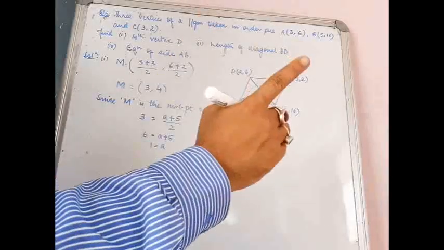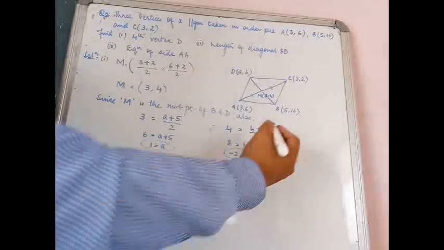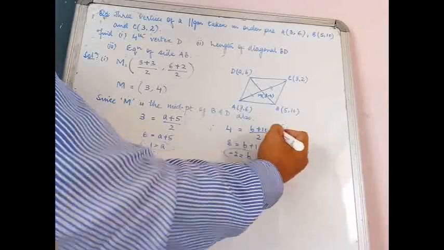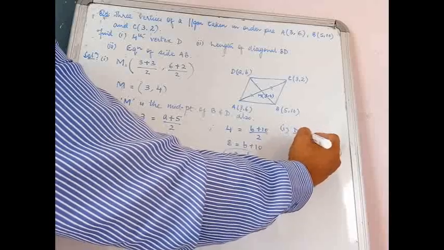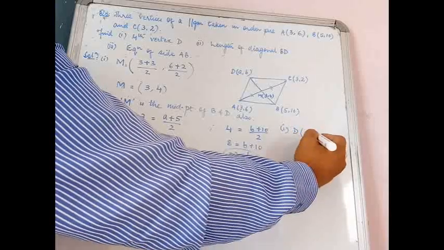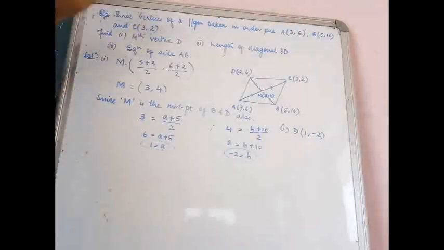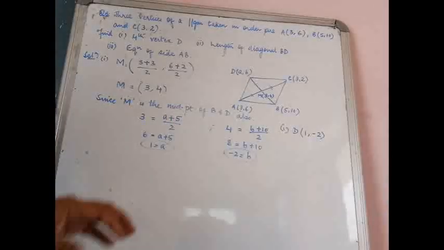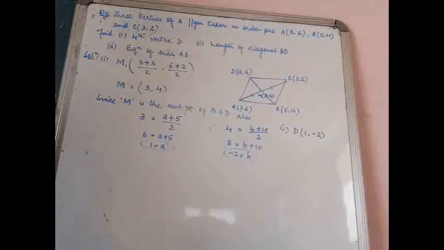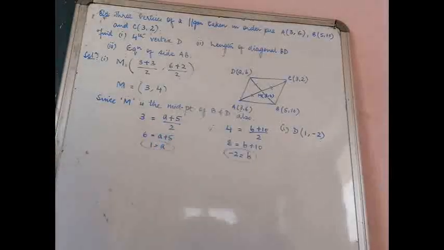Okay, so we have found out the value of A, we have found out the value of B, so I can simply write the answer to the first part: the fourth vertex D is (1, -2). As far as the first part of the question was concerned, there is nothing to be used from the equation of a straight line. This is all pure coordinate geometry. The midpoint formula has been used.